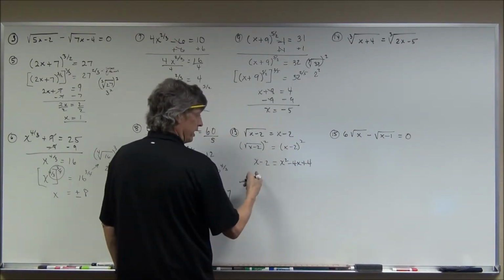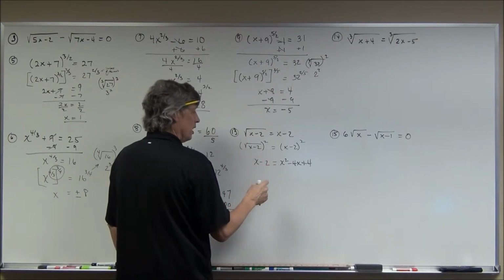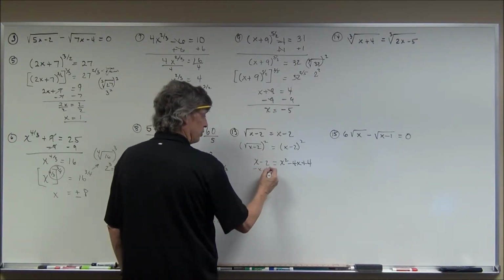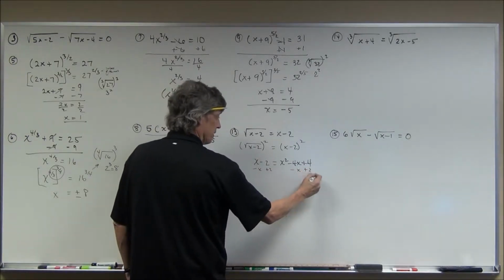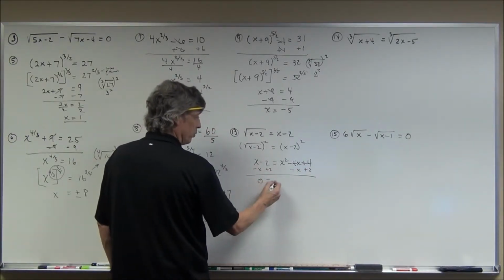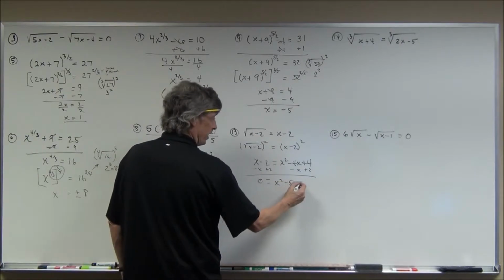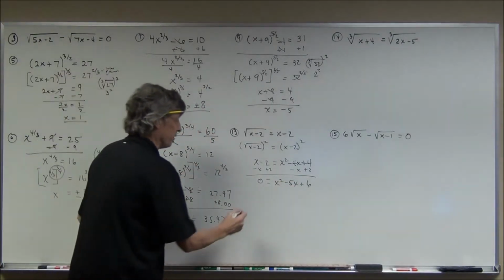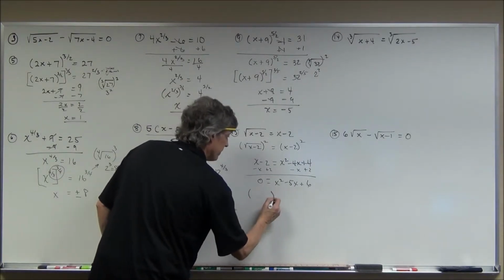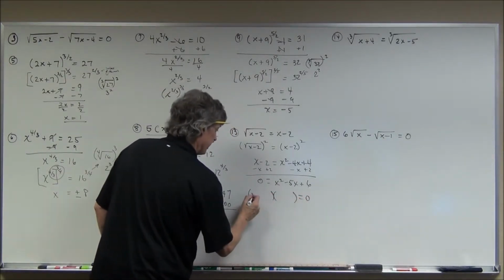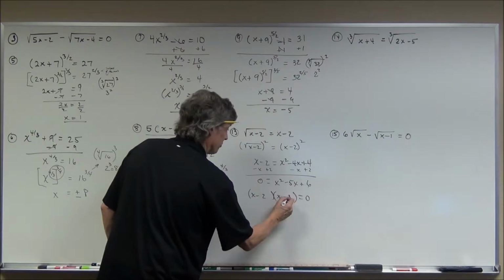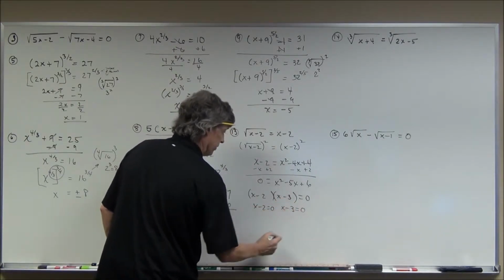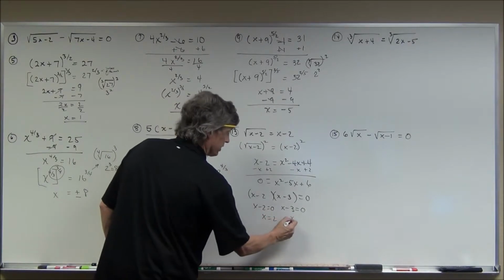This is a quadratic equation. I'm going to get two answers. I'm going to have to put it in standard form, so I'm going to subtract x and add 2 to both sides. And I get 0 equals x squared minus 5x plus 6. And I'm going to see if it'll factor. And it does. Looks like an x minus 2 and an x minus 3. So I set x minus 2 equal to 0. I set x minus 3 equal to 0. I get x equals 2. I get x equals 3.